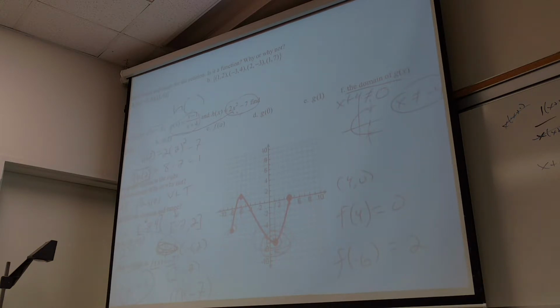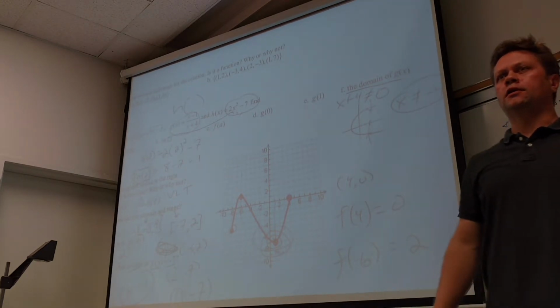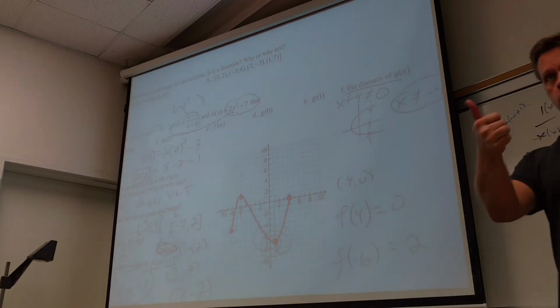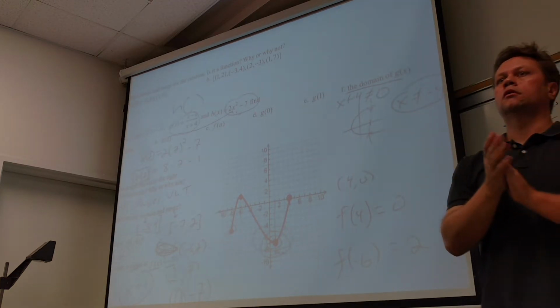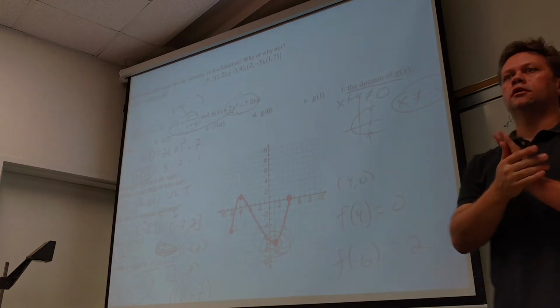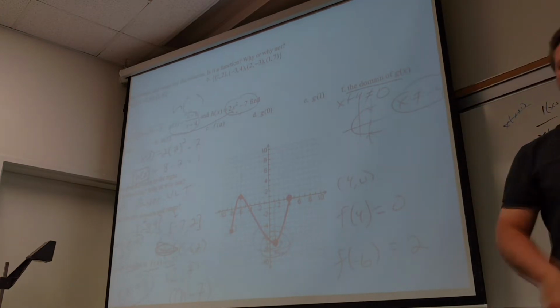Input and output. Which one is domain? Domain is input. And range is output. X is input, and Y is output.